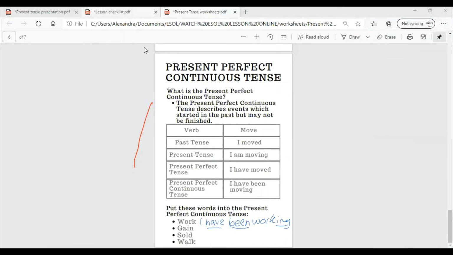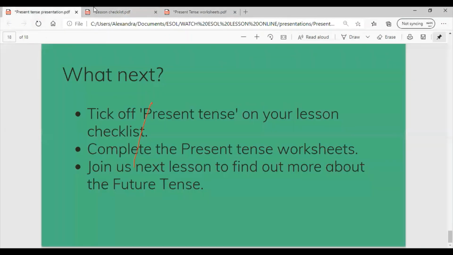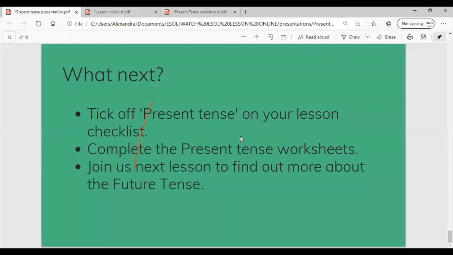You've got your lesson checklist to tick off, and next week we're going to be looking at the future tense. So do join us for that, 11 AM on Thursday, where we're going to be looking at the different kinds of future tense. And then the week after we've got singular and plural and pronouns. We've already got quite a lot of the way through this 6-week course, which is quite impressive, and so many of you have been attending, which is really nice. Like I said, if you've got any questions, do email me and get in touch. If not, I'll see you all at 11 AM on Thursday for the future tense.